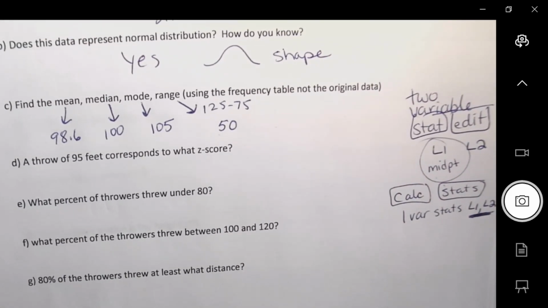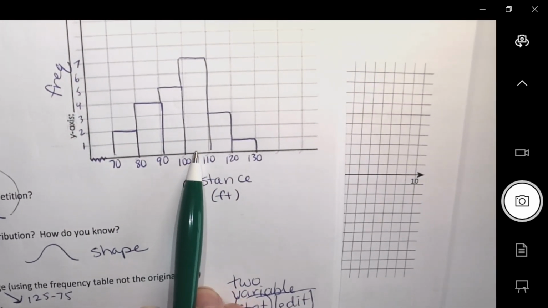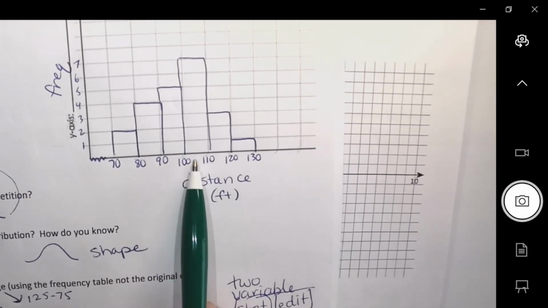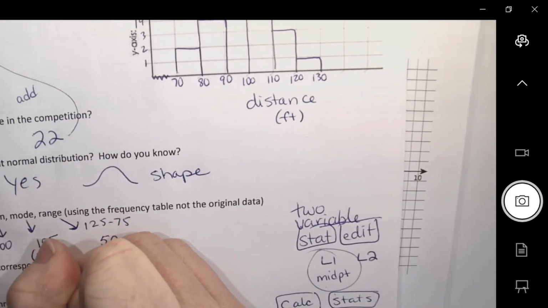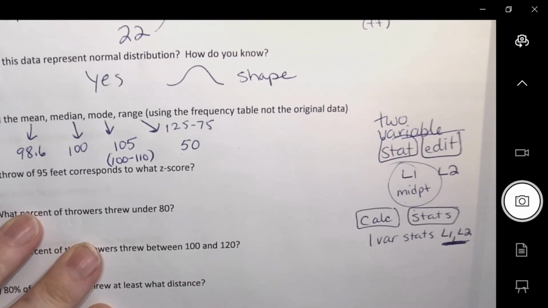We're matching 98.6, 100. The mode is, what's the highest bar, right? What's the highest bar? The 105 midpoint. Or I would have been okay if you would have written the 100 to 110 group, whatever.